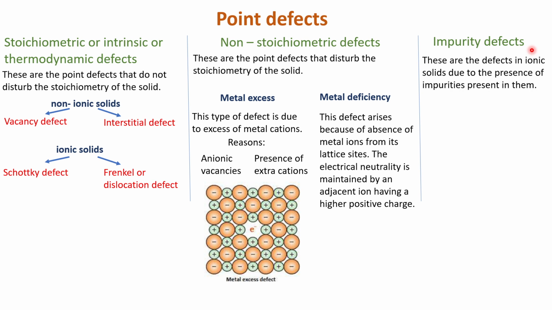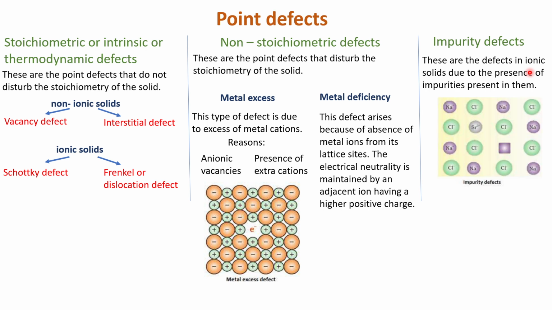Coming to the third category, which is impurity defect. These are defects in the ionic solids due to the presence of impurities in them. This is simple, basically because of the impurities. You can see the sodium chloride crystal shown here. Sodium ion is present, chloride ion is present. Please notice, overall it is electrically neutral.